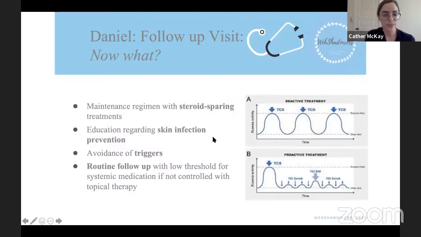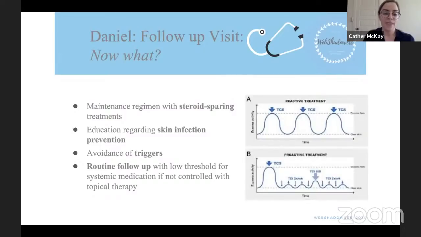And then educating. So now how do we prevent these skin infections from happening again? How do we avoid triggers, or how to note triggers, whether it be, often it's fragrances or grass, or being sweaty or whatever. So just trying to help them do what they can to avoid triggers. Not always possible, but you can talk about it. And then come back every 2 months or so, and for 3 months, you just make a plan for routine follow-up.